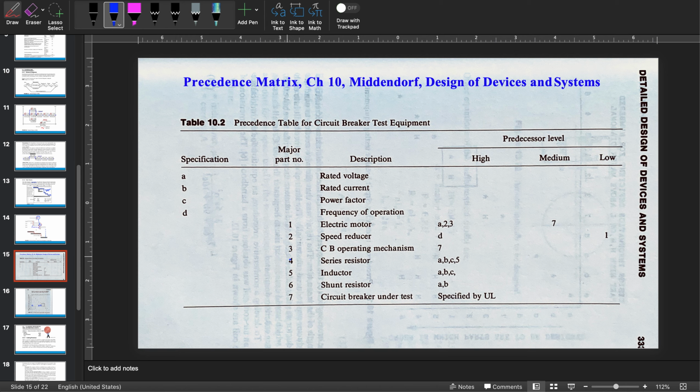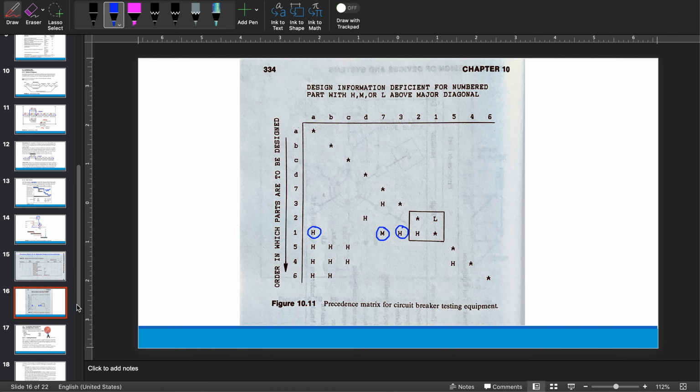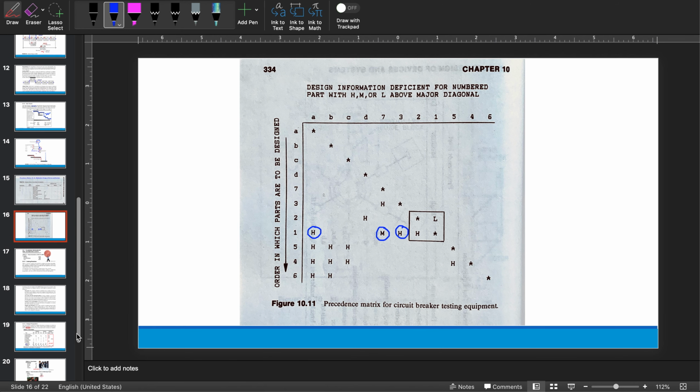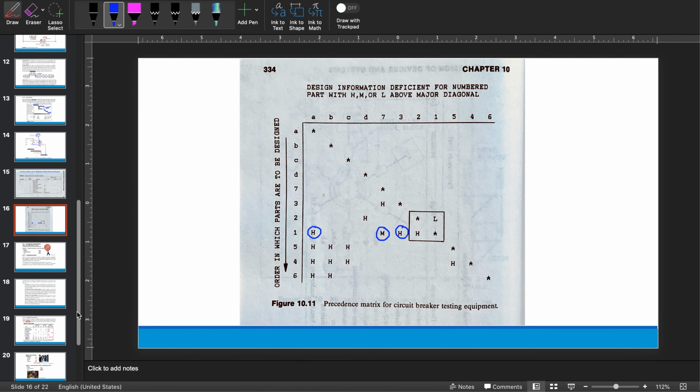In any other example here, for instance, the inductor requires A, B, and C, and if we come over here, we can see that the inductor requires A, B, and C very highly. So this is a precedence matrix, and you can set this up any way you want, probably just in a word processor, and it only takes a few minutes to work this out. So these are some of the tools. The network diagram and the precedence matrix are required in your proposal.